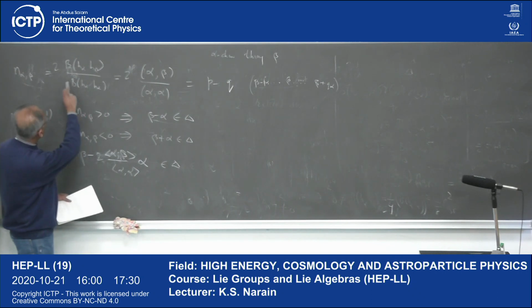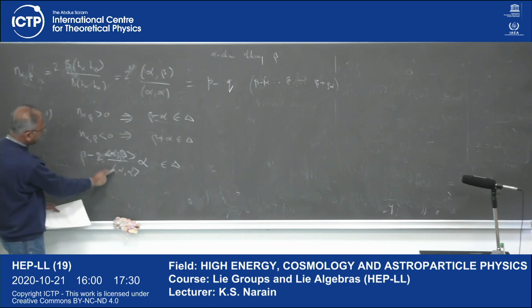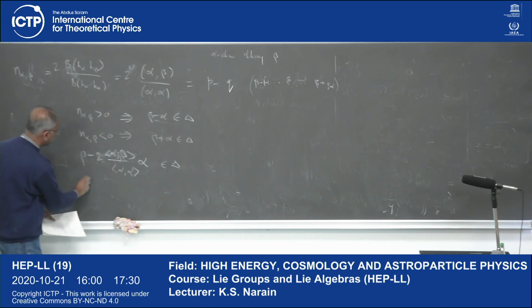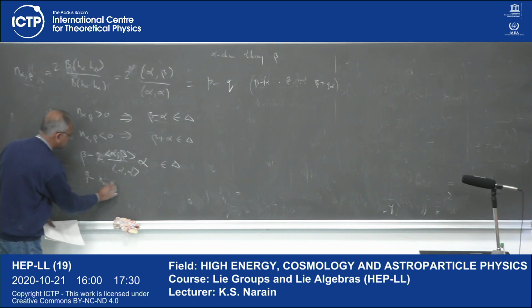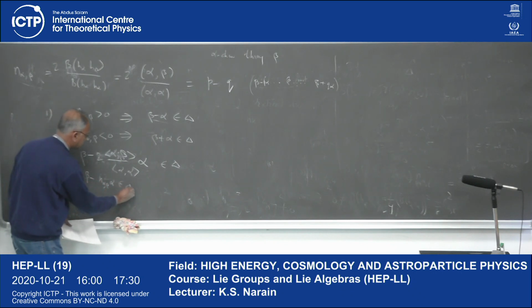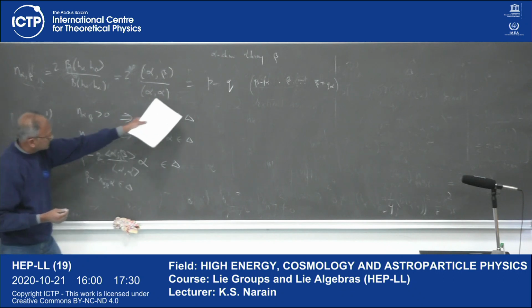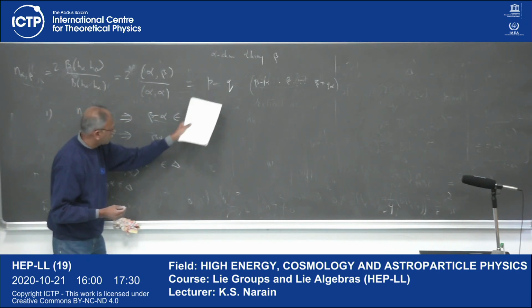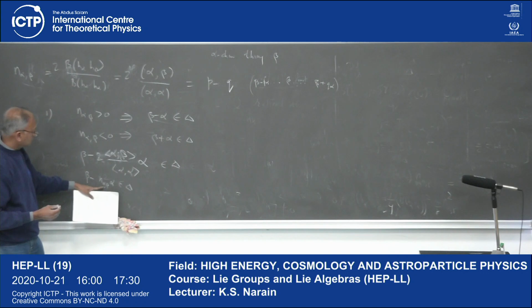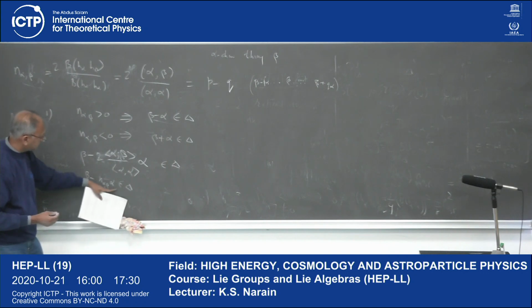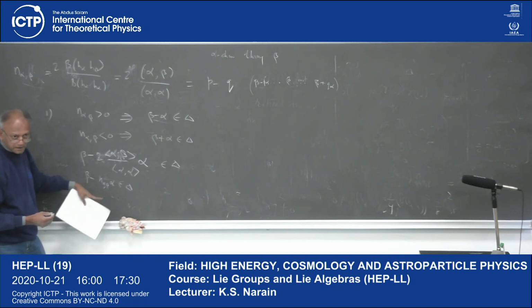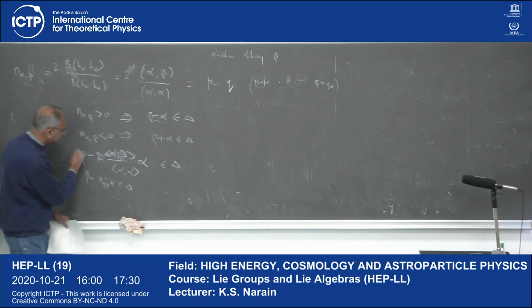This you can see from the, so this is nothing else but n alpha beta. So we are saying beta minus n alpha beta alpha also belongs to delta. That's the statement. You can easily see from you can try to take various values of P and Q. You will see that always this guy is in the root system. But this has a geometric meaning.